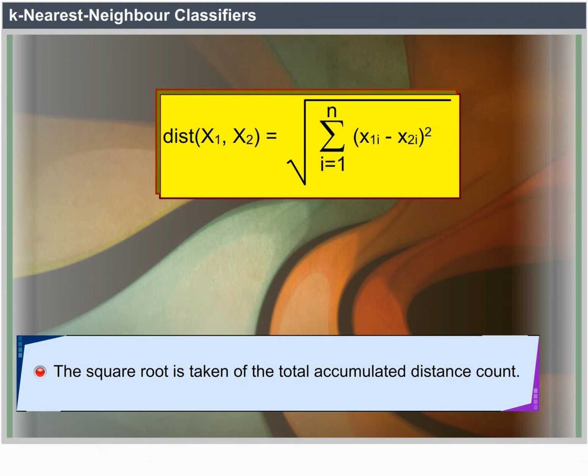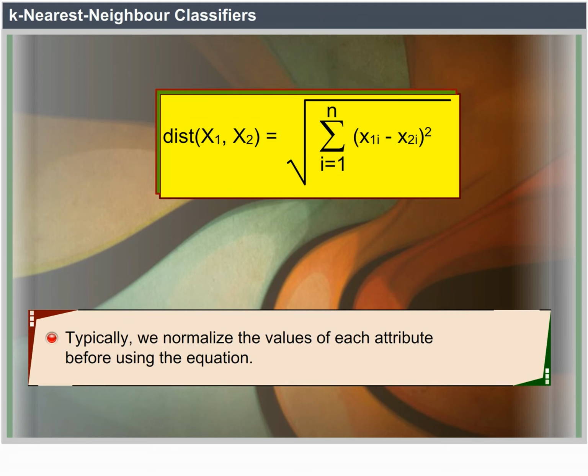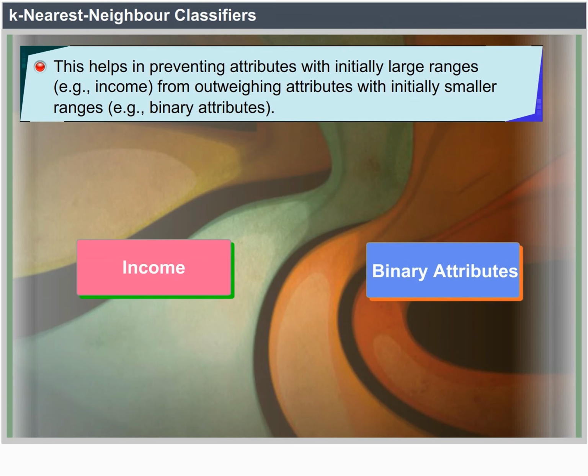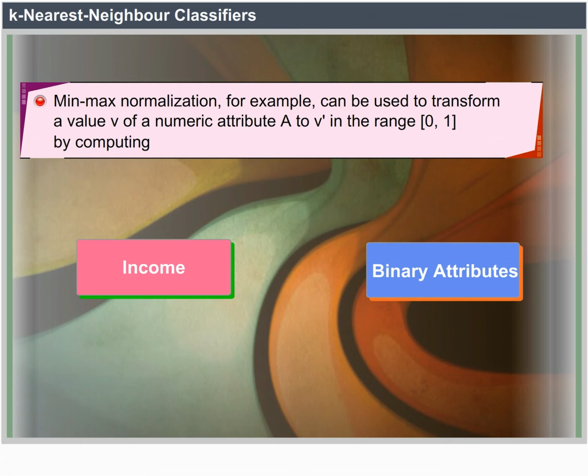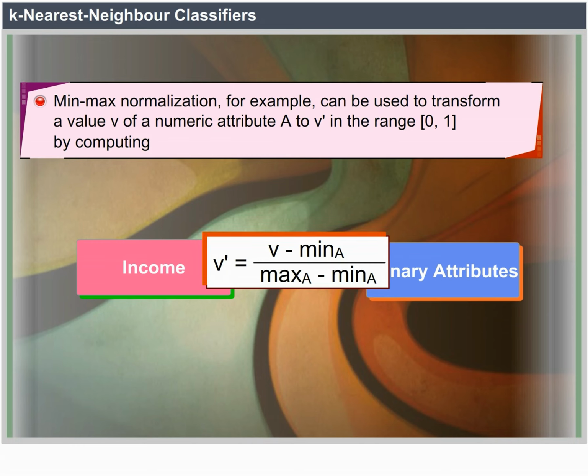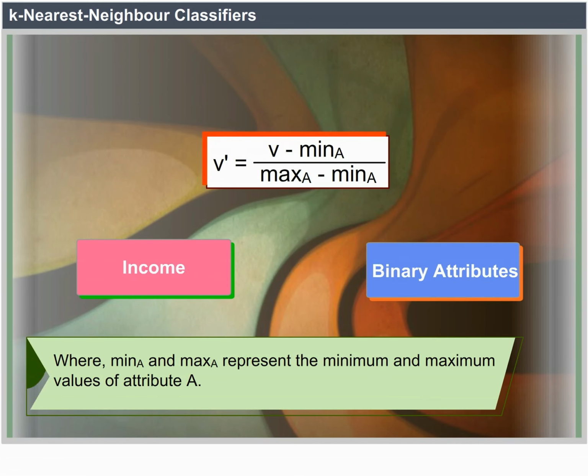Typically, we normalize the values of each attribute before using the equation. This helps prevent attributes with initially large ranges, for example income, from outweighing attributes with initially smaller ranges, for example binary attributes. Min-max normalization, for example, can be used to transform a value v of a numeric attribute A to v' in the range [0, 1] by computing v' = (v - minA) / (maxA - minA), where minA and maxA are the minimum and maximum values of attribute A.